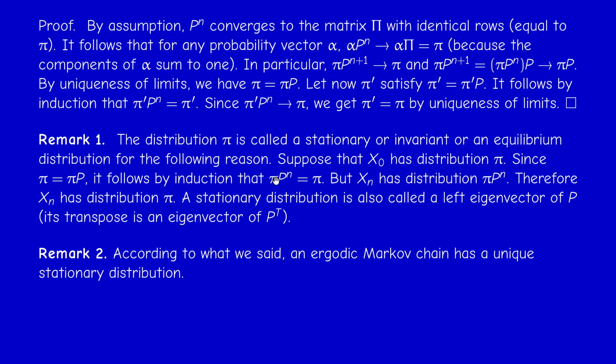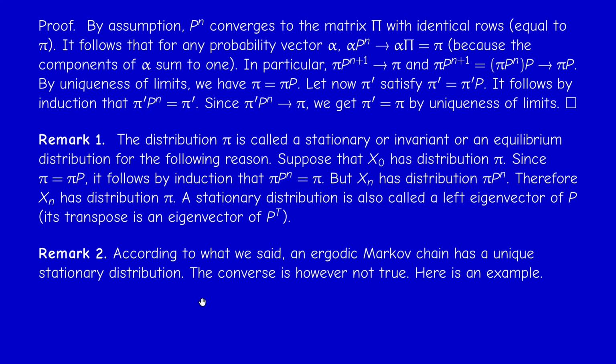And we already observed that this stationary distribution is what we call a left eigenvector, because it satisfies the equation pi capital P equals pi. So when you take the transpose, you get capital P to the T, the transpose of capital P, times the transpose of small pi is the transpose of small pi. According to the discussion above, an ergodic Markov chain has a unique steady state or stationary distribution.